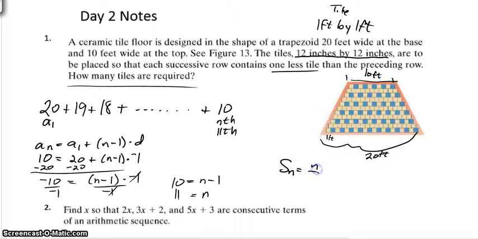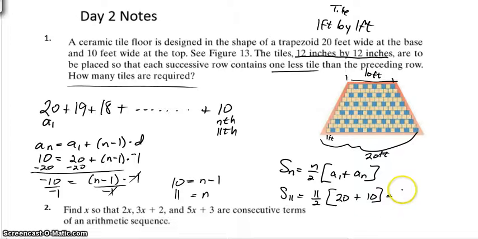Look, this is Gauss's formula, really, right here. We can say, I'm adding up these 11 rows. Here's 11 over 2, and my first term is 20, last term is 10. And 20 plus 10 is 30. So it's 11 over 2 times 30. 2 goes into 30 15 times. And then we've got 11 times 15. What's 11 times 15?